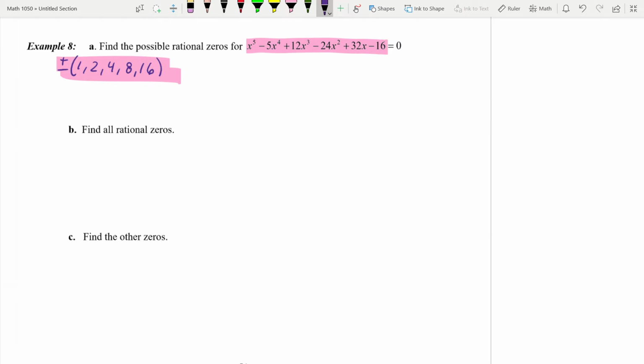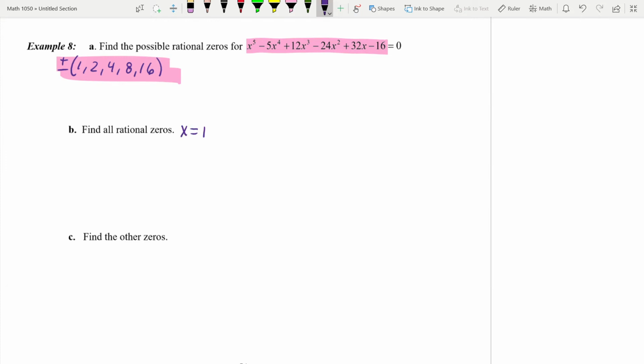Membar, enter, raise it to the 5th. Minus 5, membar, enter, raise it to the 4th. Plus 12, membar, enter, raise it to the 3rd. Minus 24, membar, enter, x squared. Plus 32, membar, enter, minus 16, enter, and it worked. Okay, so everybody write x equals 1.